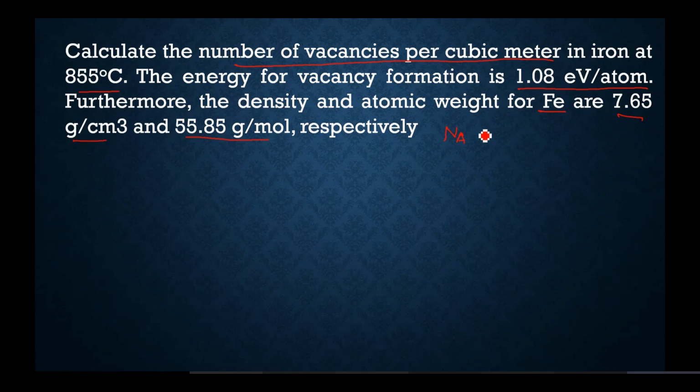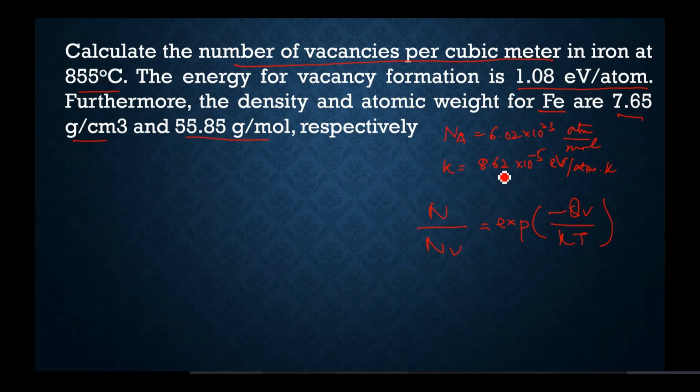Avogadro's number is 6.02 into 10 to the power 23 atoms per mole, and the Boltzmann constant is 8.62 into 10 to the power minus 5 electron volt per atom per Kelvin. The formulation is N_V over N equals exponent of minus Q_V over KT. Now I need you to find out the N_V per meter cube. This is what you have to find out: the number of equilibrium vacancies per meter cube at 855 degrees centigrade.